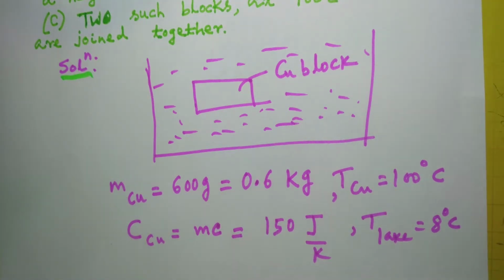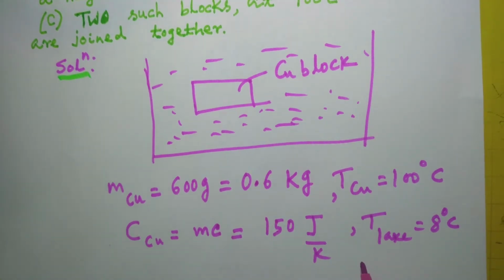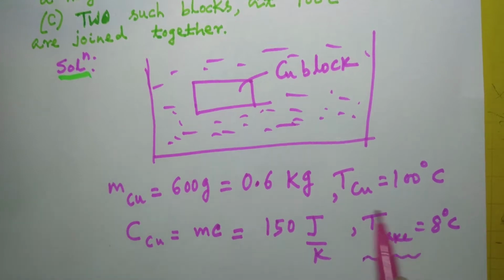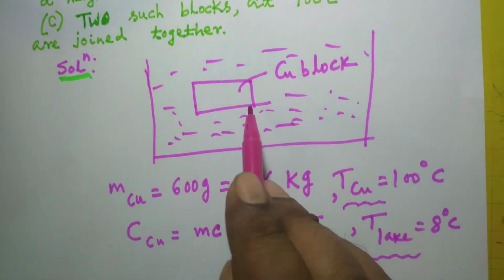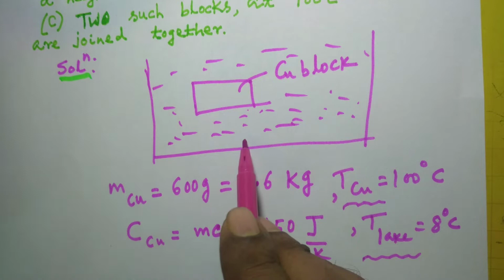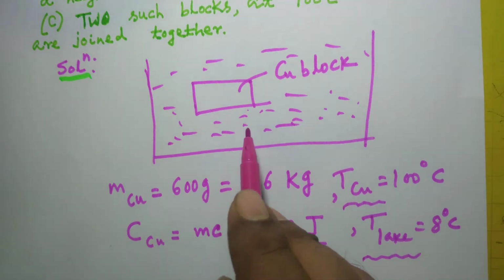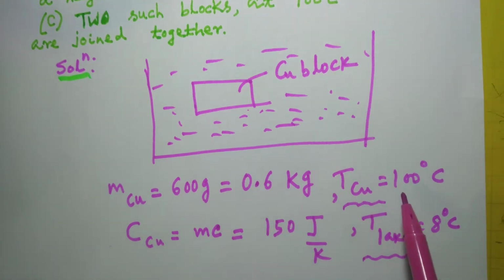But what will happen here? The temperature of lake will not change because it will act as reservoir, because the heat capacity of lake will be higher. In fact, it will be infinite if you compare that with the copper block. So that's why no matter whatever heat is supplied by copper block to the lake, the temperature of the lake will remain unchanged. But the copper block eventually will attain the temperature of 8 degrees Celsius.